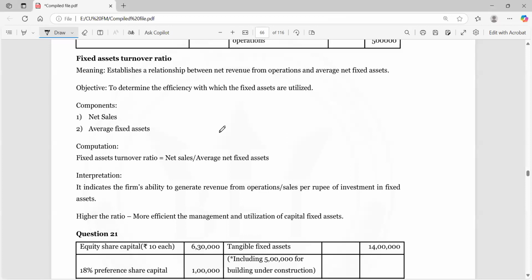So listen, the next ratio is fixed asset turnover ratio. Since it is a turnover ratio, the numerator of the formula will be sales divided by fixed assets. This ratio tells us how effectively we are making use of the fixed assets for generating sales.